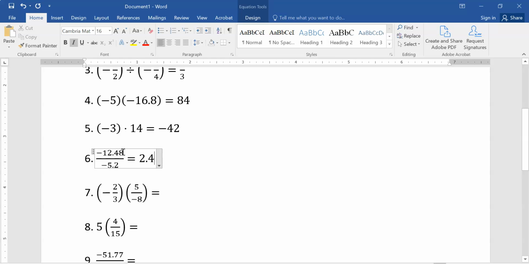And since this started as a decimal and this one started as a decimal, I'll leave this as a decimal. If on the test or something it said write your answer as a fraction, then I'd go to that FD button.